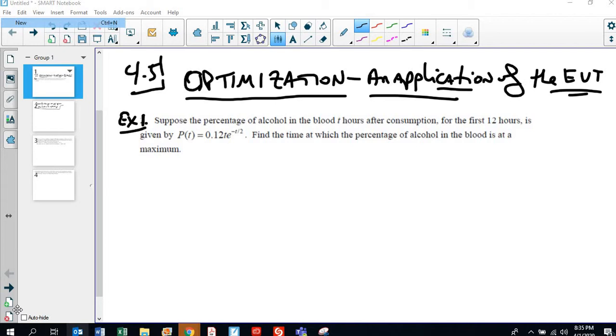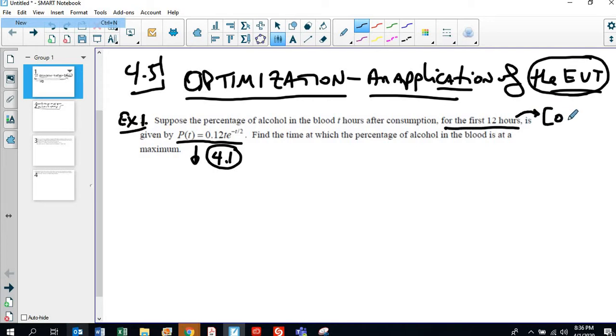And I'm going to show you an example of how it works if you already have the function. If the model has already been created for you, then there's nothing more to do than what we did in section 4.1, right? Just do the stuff. So how did we do optimizing in 4.1? Notice we have for the first 12 hours. So what does that mean is our closed interval, 0 to 12, right? If T is the number of hours after consumption of alcohol, then 0 to 12 is our closed interval.